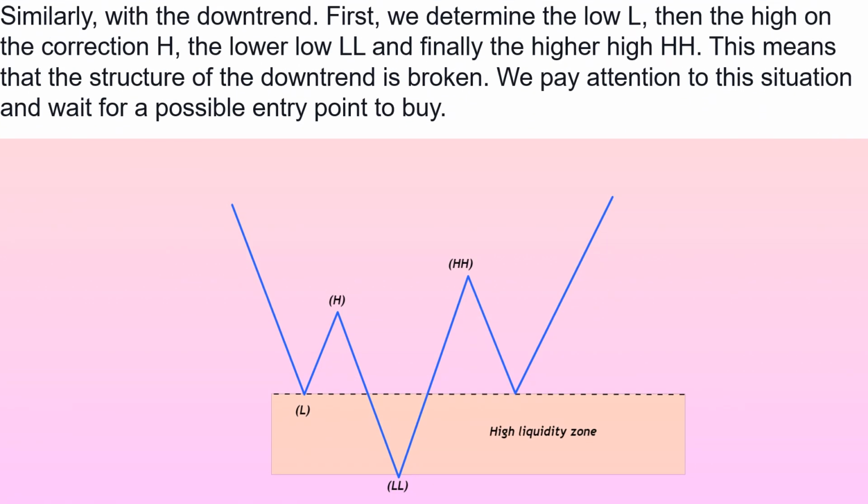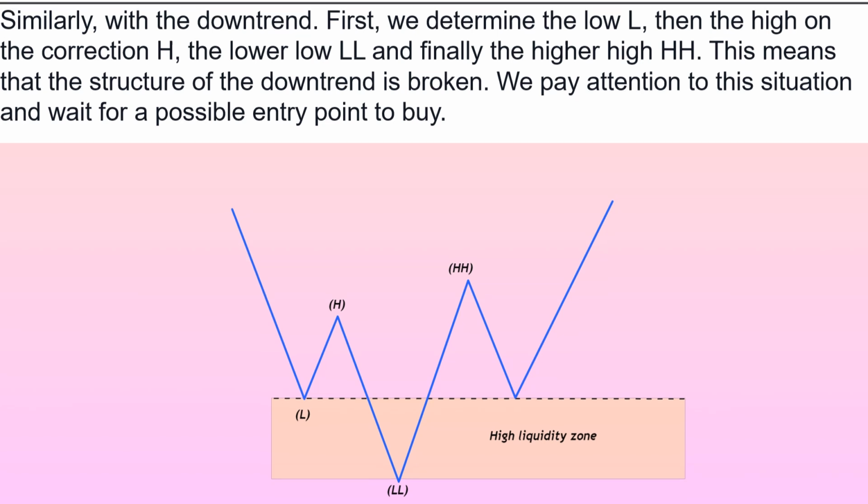Similarly, with a downtrend. First, we determine the low L, then the high on the correction H, the lower low LL and finally the higher high HH. This means that the structure of the downtrend is broken. We pay attention to this situation and wait for a possible entry point to buy.